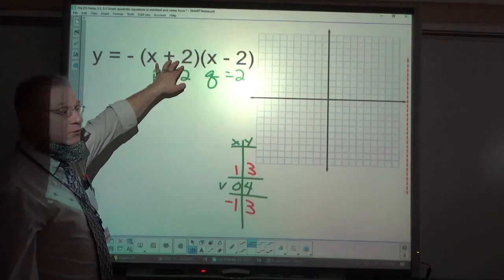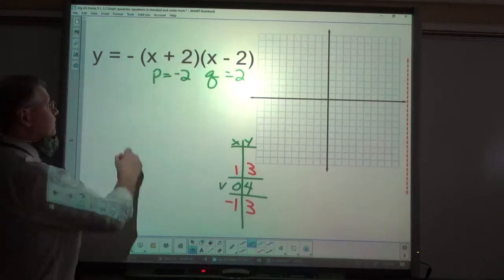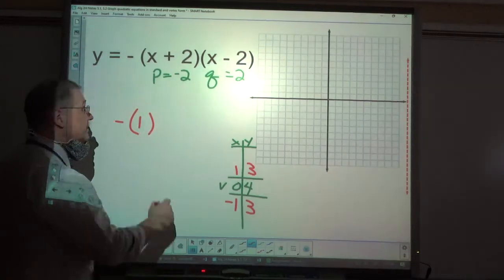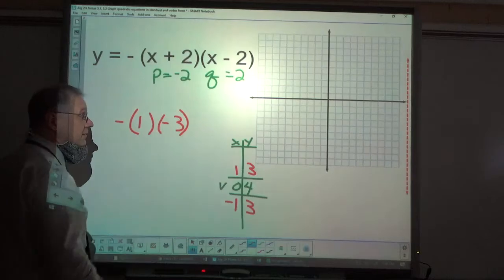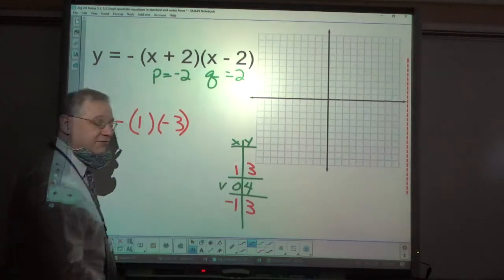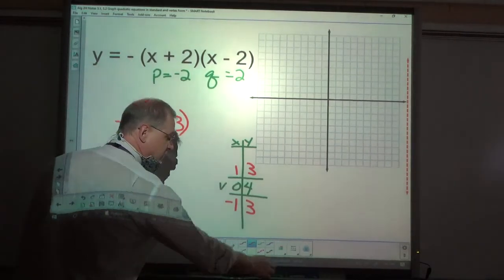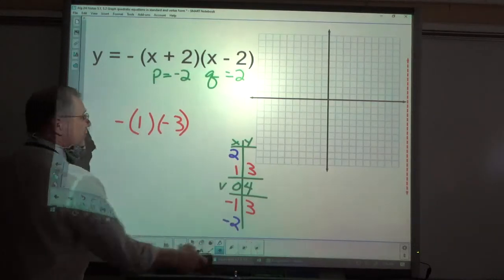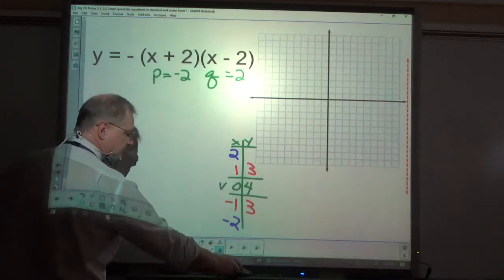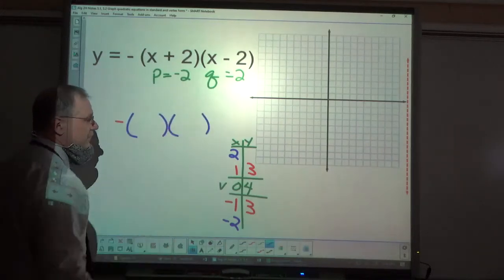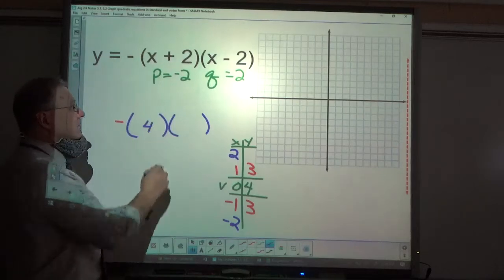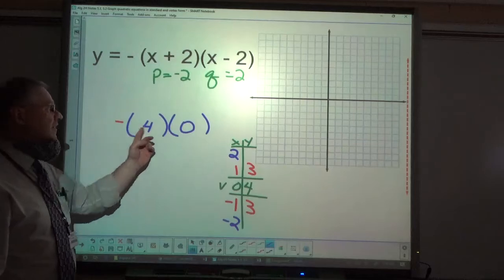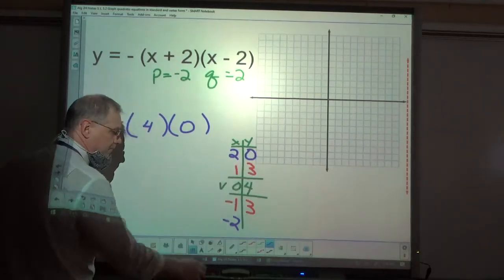Negative 1 plus 2 is 1. Negative 1 minus 2 is negative 3. And when I multiply, I get positive 3. Sure enough, it worked. Let's do one more point. 2 and negative 2. Those will come out to the same values, but what value? 2 plus 2 is 4. 2 minus 2 is 0. So that's going to be 0.